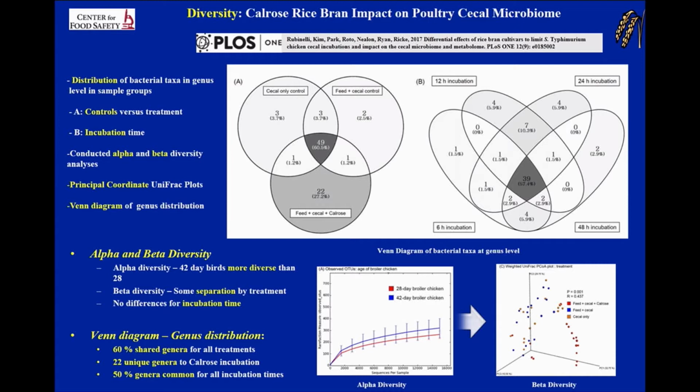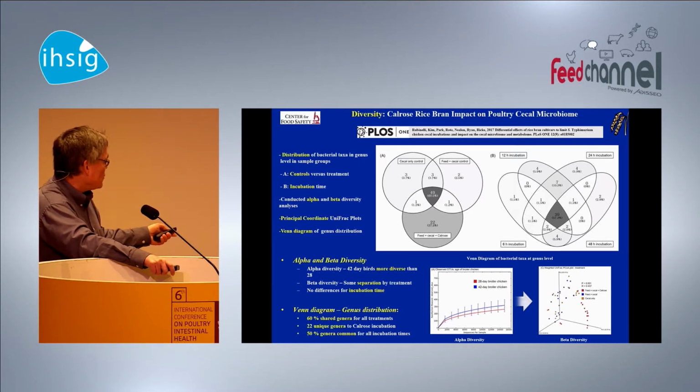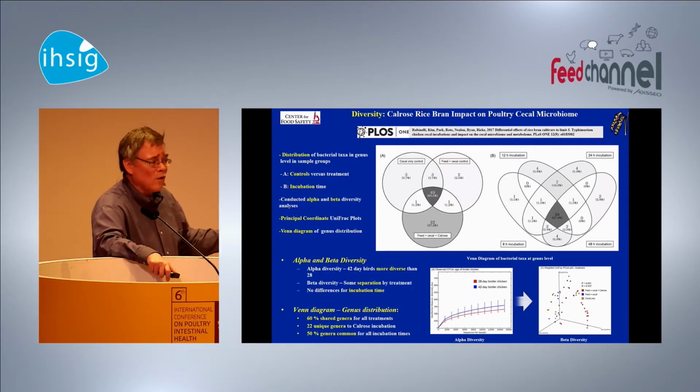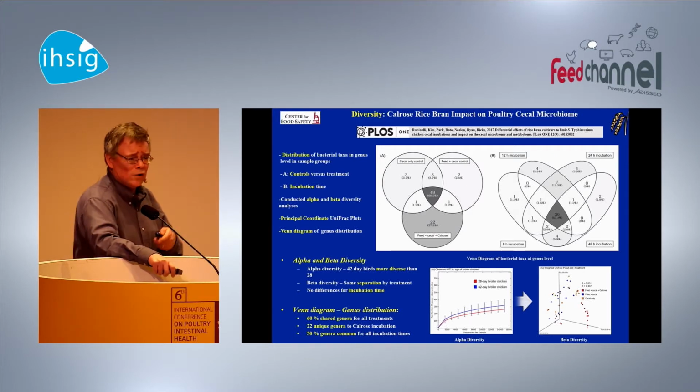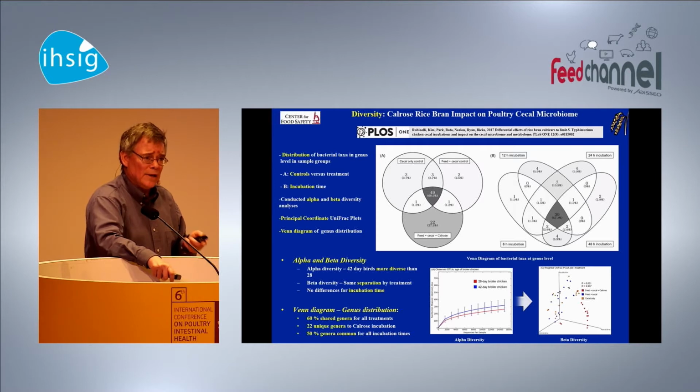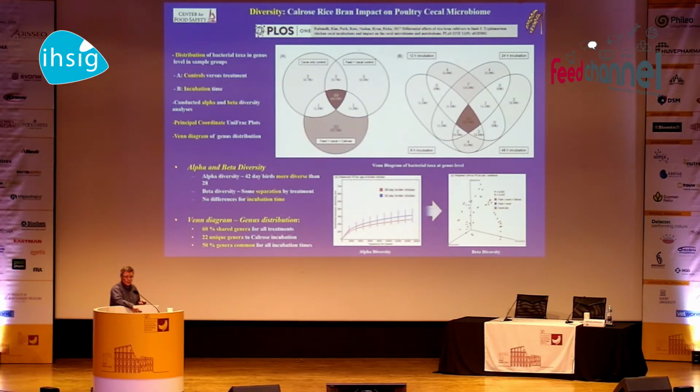Venn diagrams, we saw 60% shared genera for all treatments, so actually quite a bit of the same organisms. And this gets back to the point I'm going to raise in a bit about functionality and metabolite responses. 22 unique genera could be associated with Calrose incubation. We're still kind of sorting that out a little bit, and who's there. 50% of the genera were common for all incubation times. So there's a lot of overlap here, and I think that's something you have to take in context when you're looking at this type of data: you're not going to get hugely diverse populations. You're going to get a lot of overlap. And in fact, we were a little surprised we saw that many unique genera in this comparison.